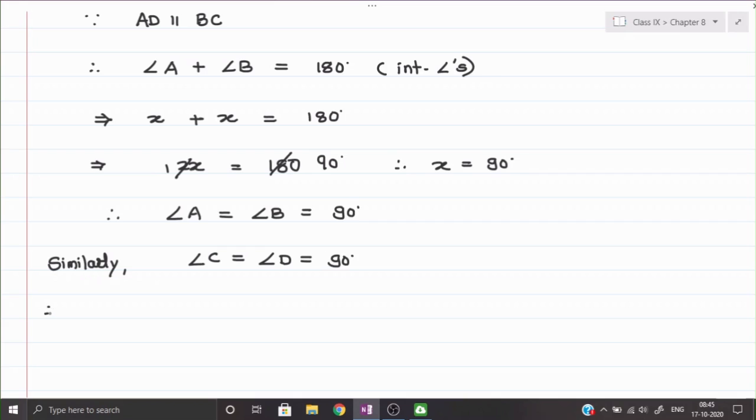Therefore now we can say that ABCD is a square, because already it is a rhombus and we have proved all angles are equal to 90 degrees. So ABCD has now become a square, because if a quadrilateral has all sides equal and all angles equal to 90 degrees, it will be a square. Now let us see the next question, question number 6.